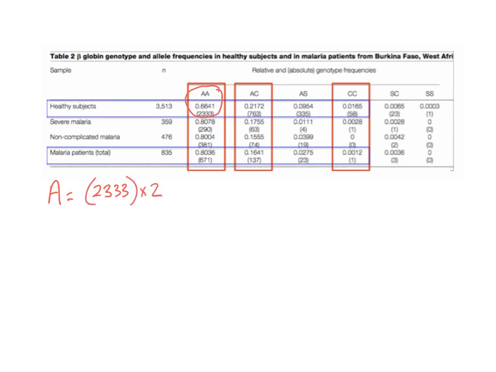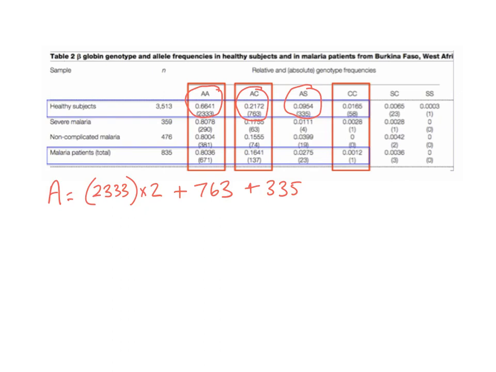So if we're calculating how many big A's we have, we've got these 2,333 people, but they both have 2, right? But then we also have some A's in these people. 763 are AC, so that's 763. They just have an A, and then one has a C. And then there's 335 that are AS. Do we have any other A's? We don't. So that's how many A alleles we have.